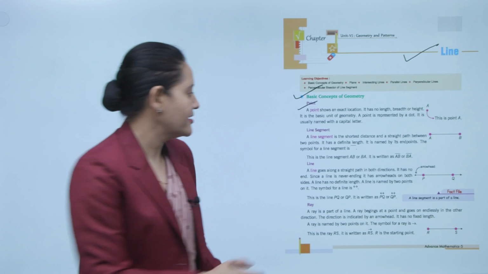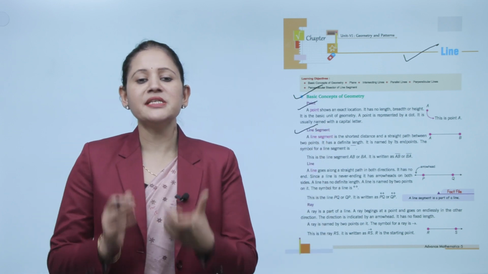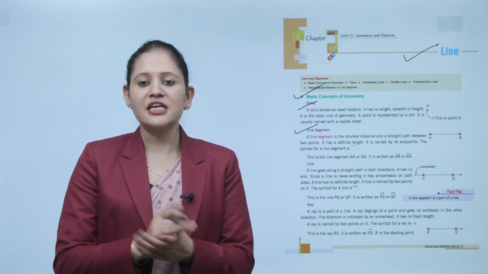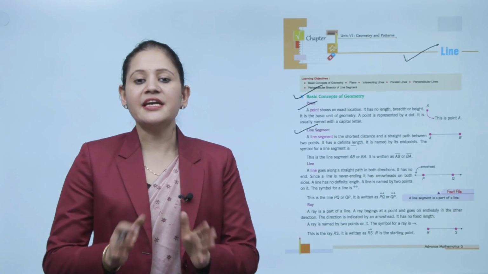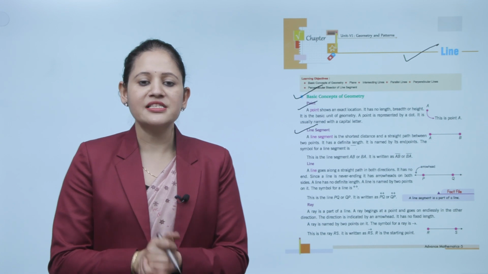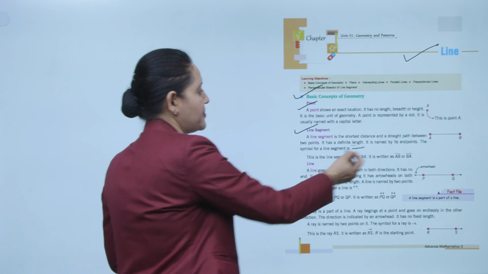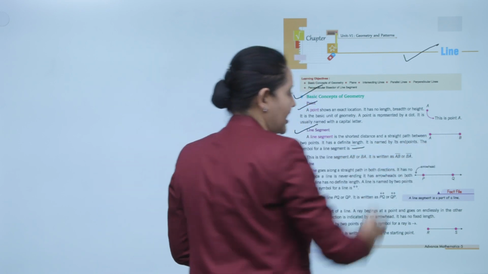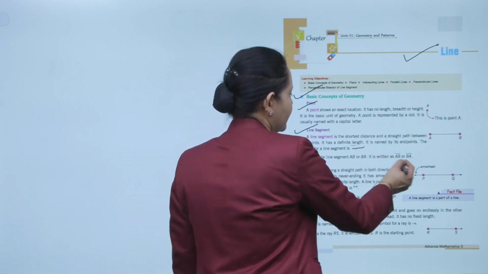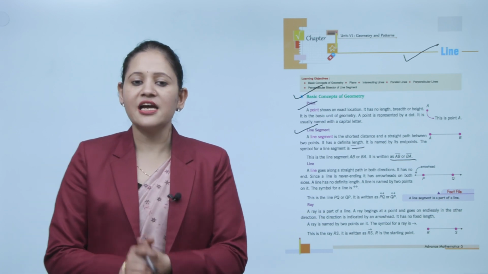Next is line segment. Line segment means part of a line. A line segment is the shortest distance and the straight part between 2 points. It has a definite length. It is named by its endpoint. The symbol for the line segment is this. So here, the line segment is AB. A and B are the endpoints of this line segment. We can also write it as line segment BA. Clear?